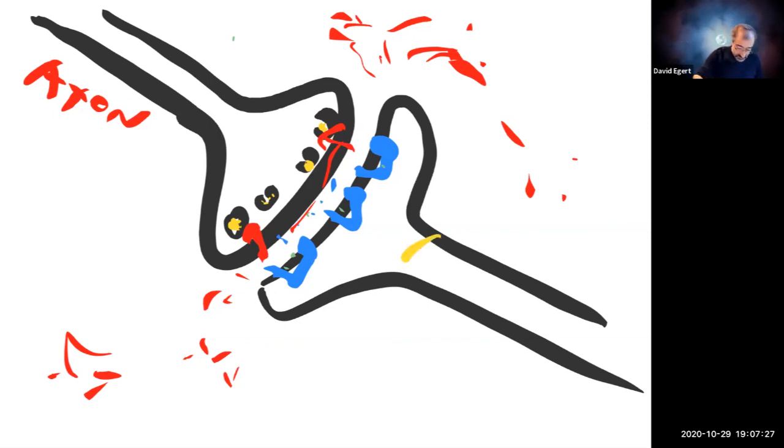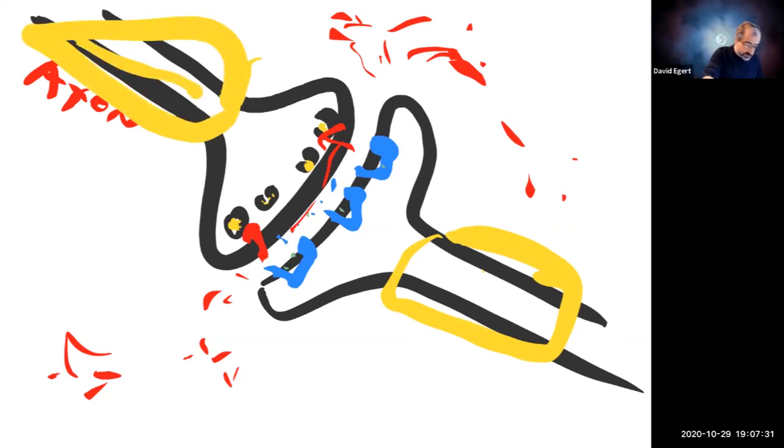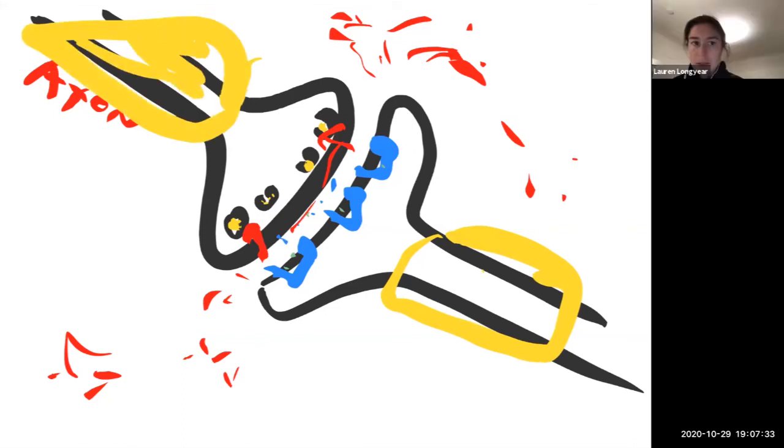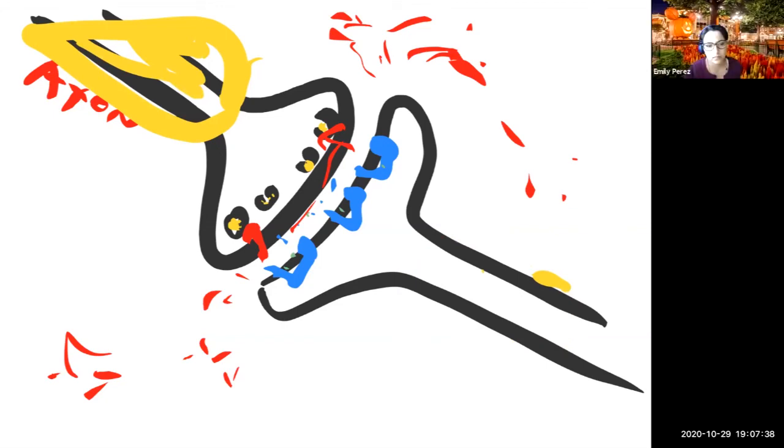What kind of cells did we say could make myelin sheaths? Oligodendrocytes and Schwann cells. It would be oligodendrocytes in the CNS, Schwann cells if we were in the PNS. What else? We talked about the big picture.